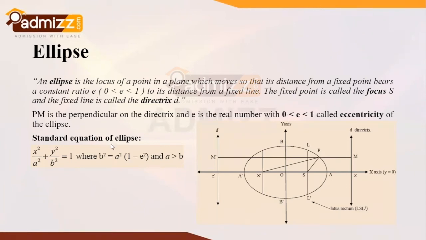Now the standard equation of the ellipse, in this particular format, is given as x square upon a square plus y square upon b square equals 1, wherein b square is equal to a square into bracket 1 minus e square, and this a is greater than b. Okay, this a is greater than b. Now this is the relation which we will be utilizing, and it is the relation between b, a and e.